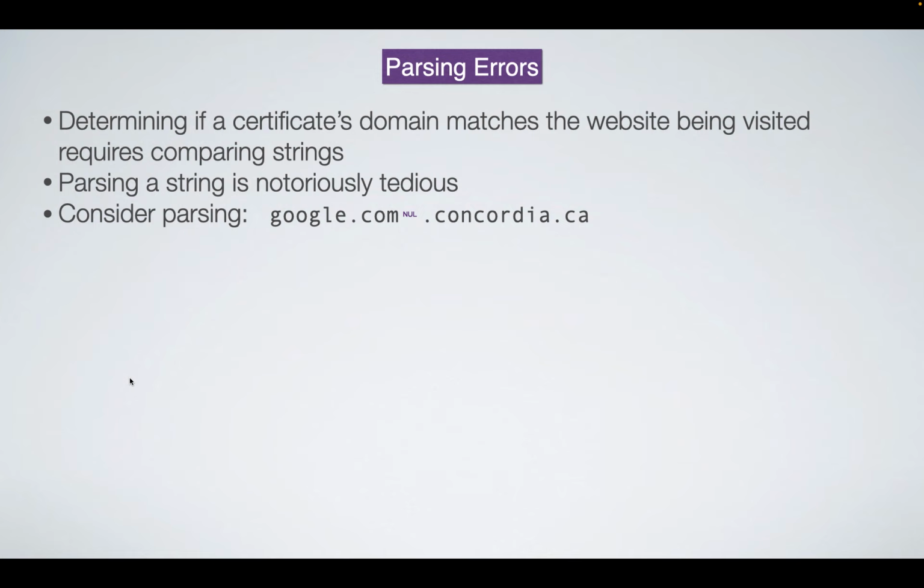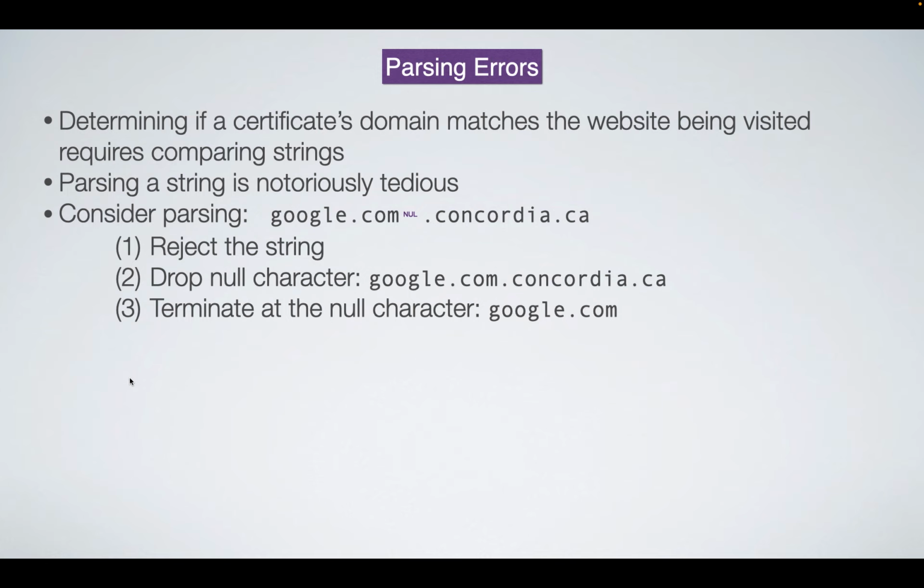Okay, so this is sort of a weird looking URL. What would happen if you try and parse this string? The answer is one of three things. Some code might look at that and say, we don't allow any special characters. I see a special character, I'm just going to ignore it. So it rejects the string completely.